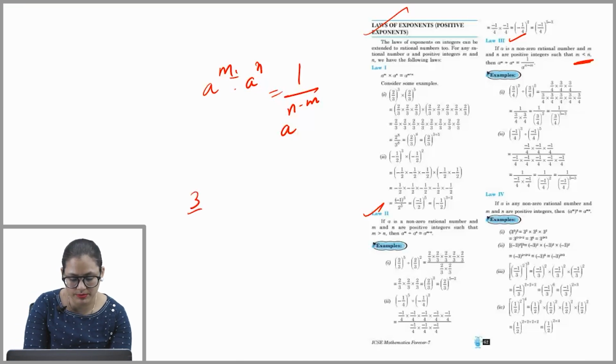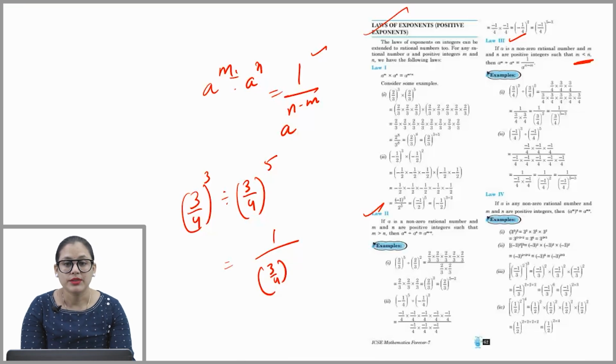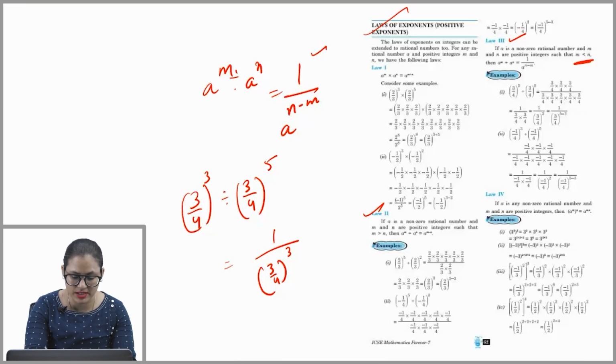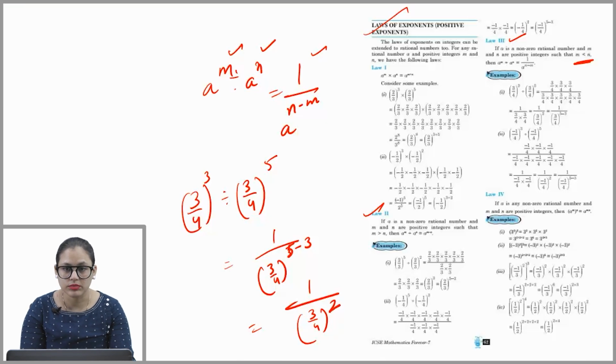See, (3/4) raised to the power 3 divided by (3/4) raised to the power 5. In this case, you will apply this rule: 1 upon a, that is (3/4), raised to the power n minus m. Okay, this is n minus m, that is 5 minus 3. So, 1 by (3/4) raised to the power what? 2. Okay.